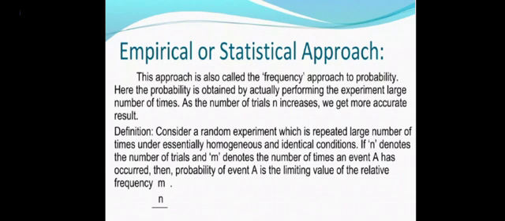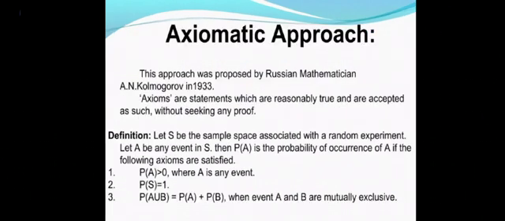That is, m is the number of favorable events, and n is the total number of events. The axiomatic approach to probability was proposed by the Russian mathematician A.N. Kolmogorov in 1933. Axioms are statements which are reasonable, true, and accepted as such without seeking proof.